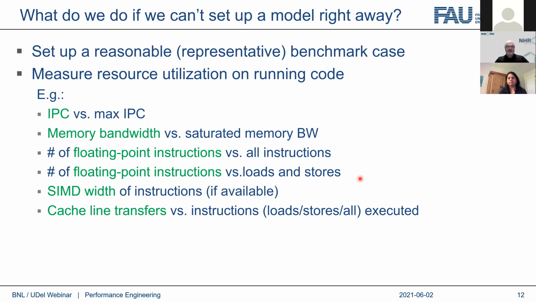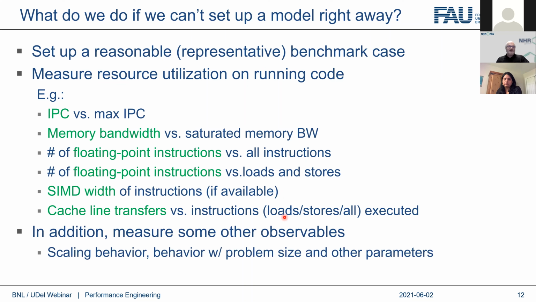How many loads and stores are there? That could indicate, for example, spilling. SIMD width of instructions, if that's available as a metric. It's not always available. Cache line transfers versus instructions, so how many loads and stores and cache line transfers are there, and is this reasonable? And in addition, we can look at some other observables, like scaling behavior.